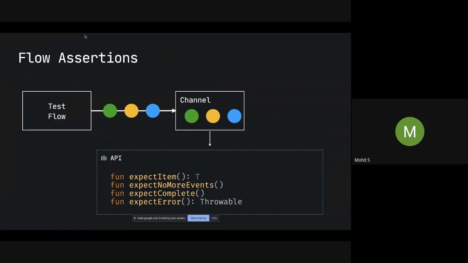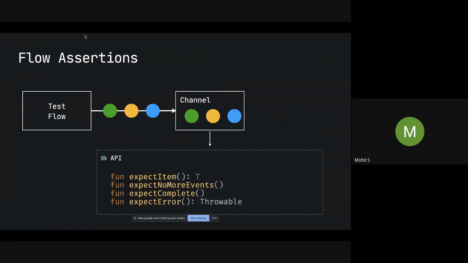Any flow that you're testing, all of the emissions, represented by these dots, are stored in an unlimited buffer channel, and it provides you with an API to query what you're sending into this channel. If the channel is empty, that means you have read everything from the channel, and everything in the flow has been emitted.